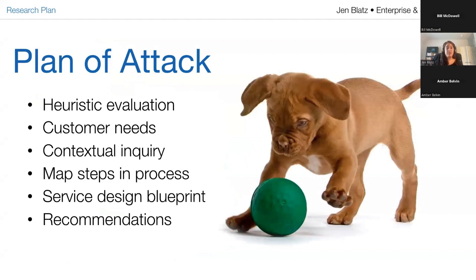So the first thing I did was come up with a plan of attack, which was my research plan. First, I wanted to conduct a heuristic evaluation. And that was to look at the reports to see what design and usability problems the report has. You can conduct a heuristic evaluation on things that are not digital too. You don't just have to do them on an interface or an app.